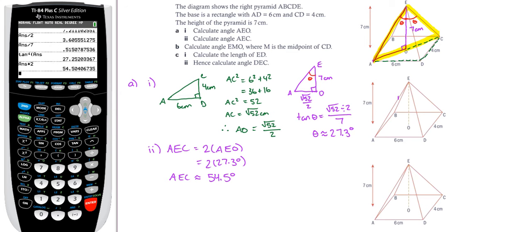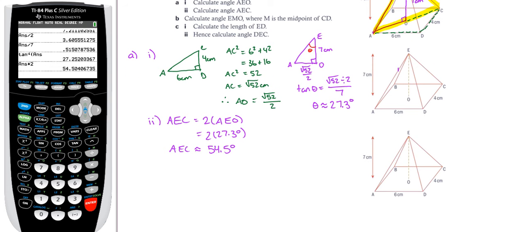So that's kind of nice. I didn't actually need to do any other trig. I just used the idea that I have two mirror image triangles, back to back, so they're going to have the same angles. Okay, so on to part B.